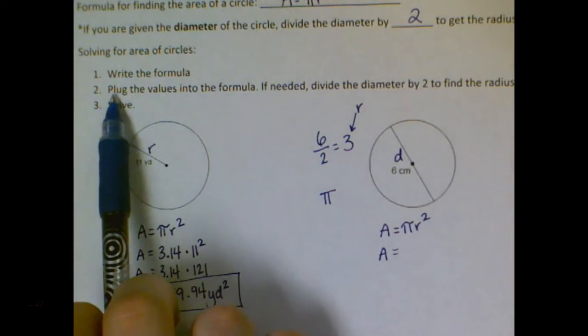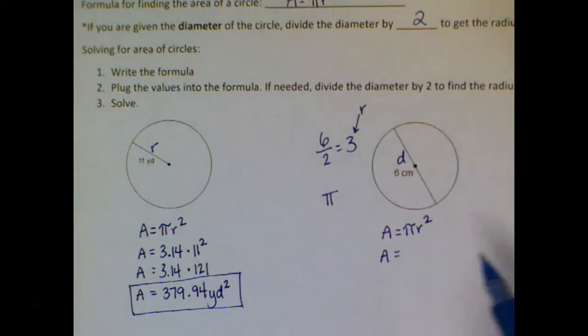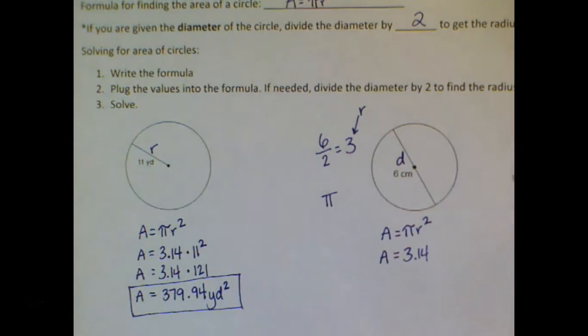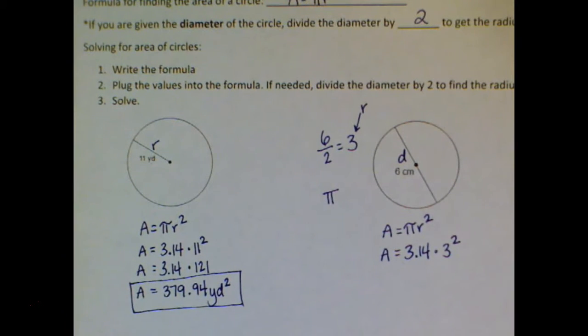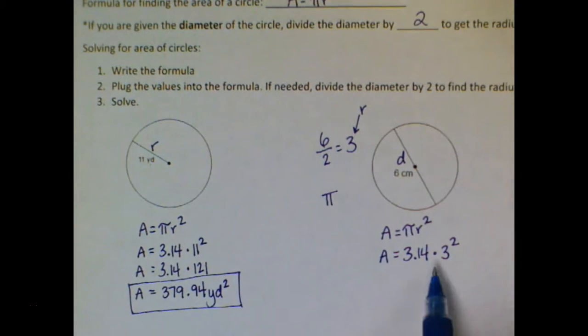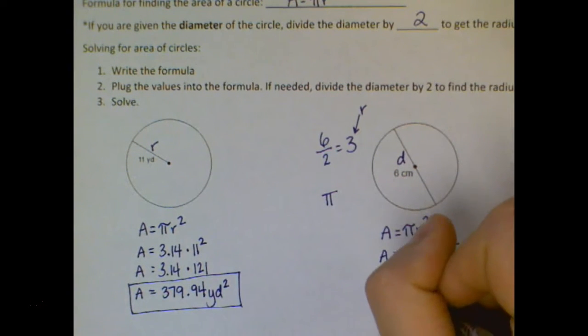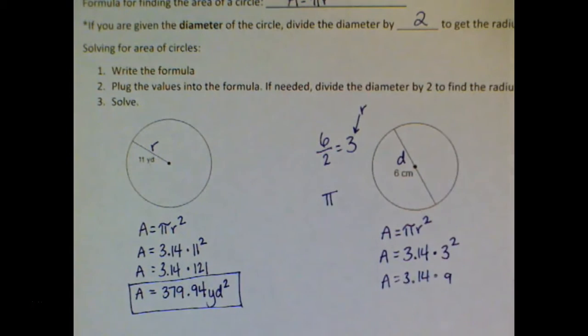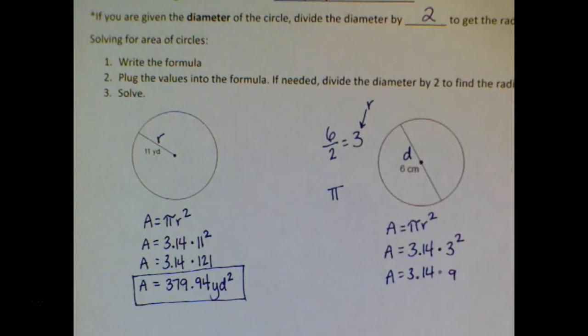All right, plug the values into the formula. Again, we're using 3.14 in place of pi. And our radius on this, if you plug in a 6, you're going to get this wrong. Our radius is 3 squared. All right, again, order of operations, do 3 squared first. 3 times 3 is 9. And drop everything else down. And then grab your calculator and do 3.14 times 9.